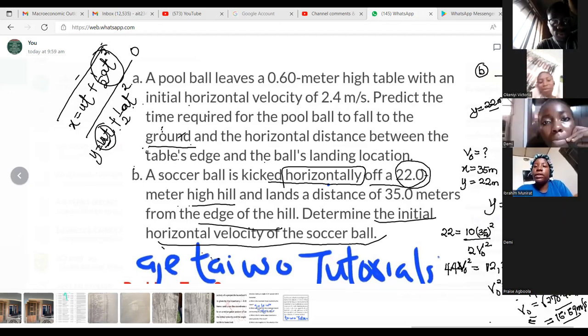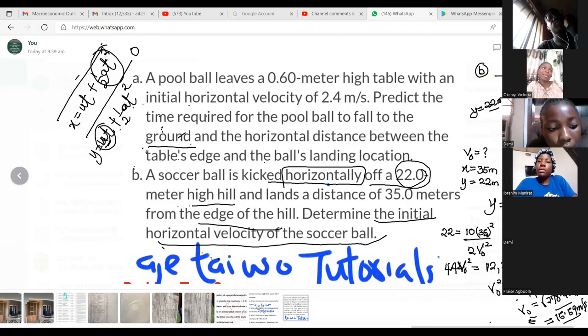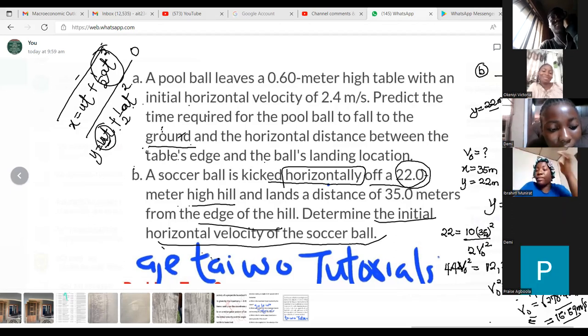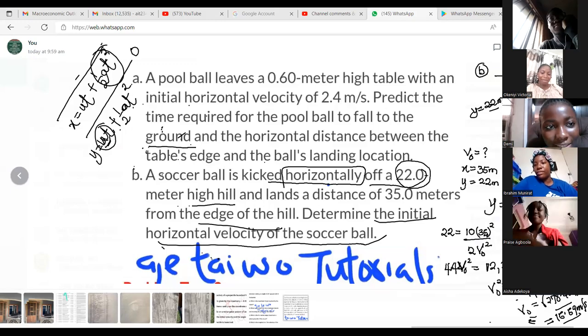Demi is not in this class. Demi has slept. Prince Agbola has left the class, doing something else. Look at Demi, see her on a comfortable chair. She's enjoying herself on a comfortable chair. Oh Lord. Demi, are you sure you're not in front of TV? Look at her on a comfortable chair. Is that chair used for lecturing? Is that a school lecture chair?